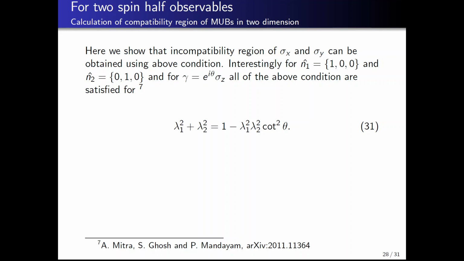In equation 31, you can see if we change theta, we can make the right hand side go from 0 to 1. So we get equation 32. This is the well known compatibility region for sigma x and sigma y.